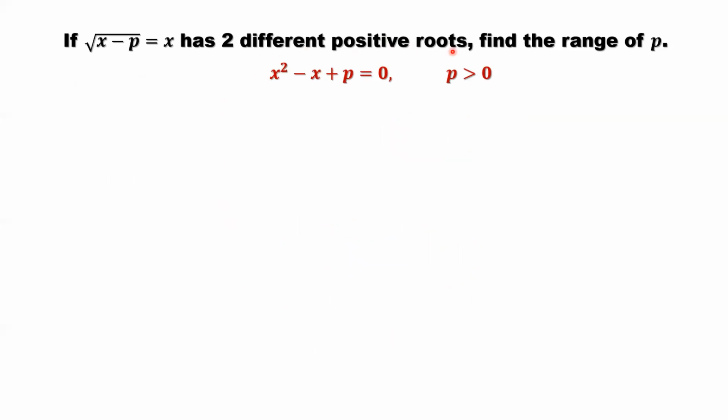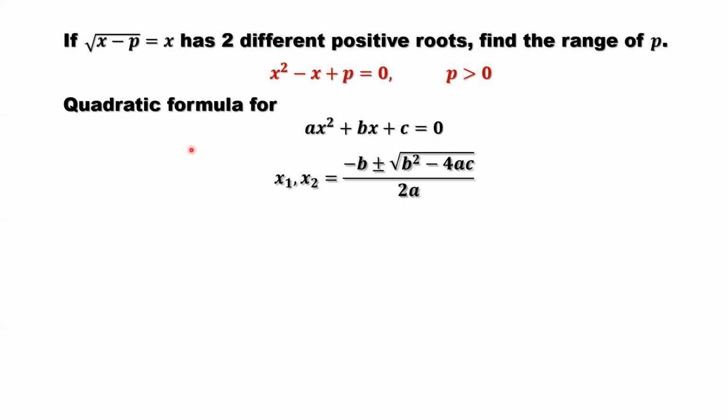Summarize the result from the previous page. We have this equation simplified, and also p is bigger than 0. Quadratic formula: if the quadratic equation is ax squared plus bx plus c equal to 0, the two answers x1, x2 equal negative b plus minus square root of b squared minus 4ac, divided by 2a.